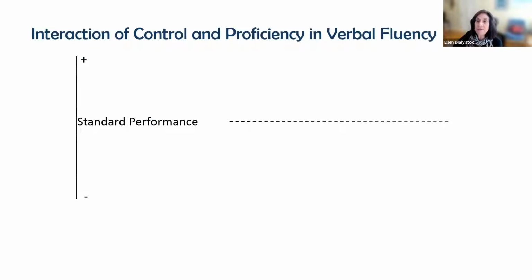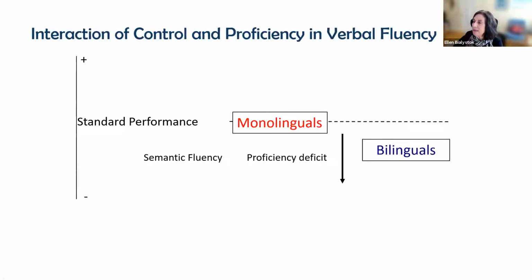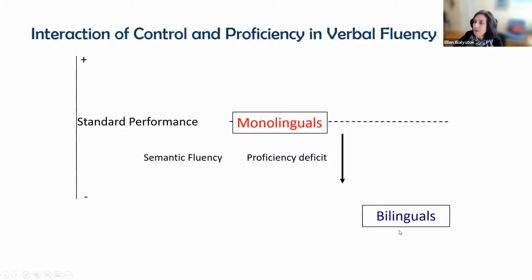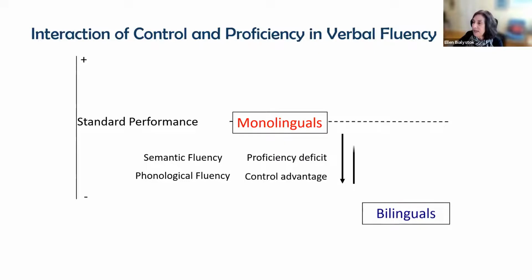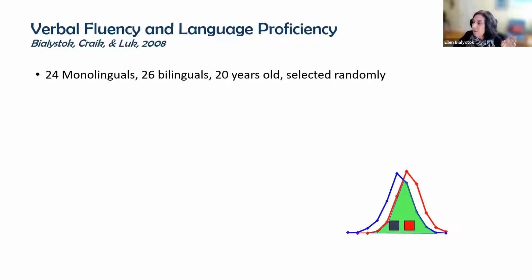So this is just to illustrate the predictions. Monolinguals and bilinguals. On a semantic fluency task, bilinguals know fewer words, so they should do more poorly than monolinguals. But on phonological fluency, bilinguals have better executive control, so they should overcome that disadvantage. So you see the predictions. On semantic fluency, monolinguals should do better than bilinguals. On phonological fluency, they should do similarly. And this is what we find.